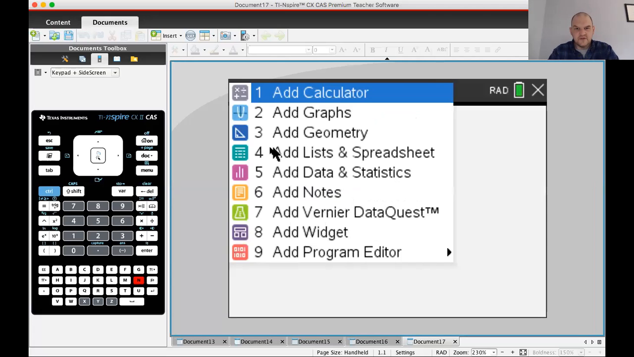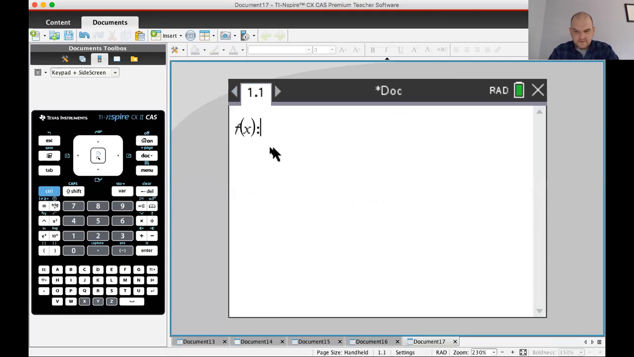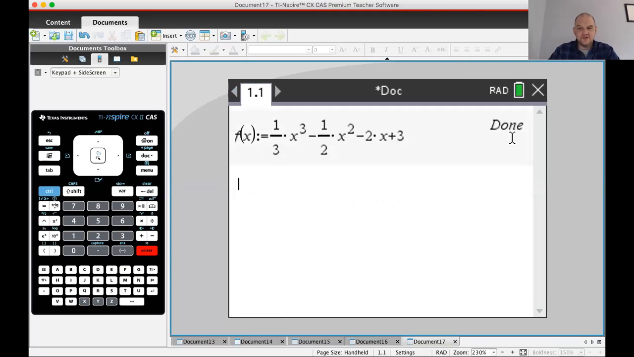I'm going to start a new document. I'm going to store my function. So it's 1/3 x cubed minus 1/2 x squared. Maybe you have the sort of teacher who lets you use a 4-function calculator. None of my students have that kind of teacher, but maybe you do. And f of -1, f of 2, f of 1/2.